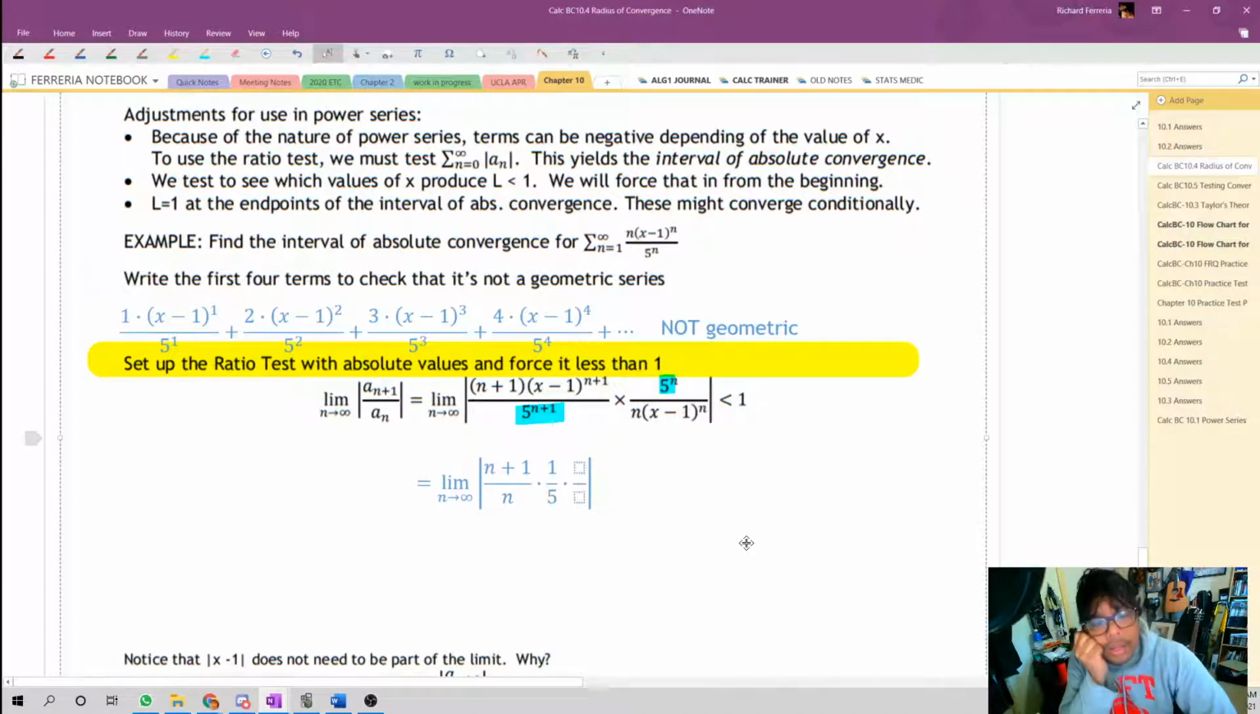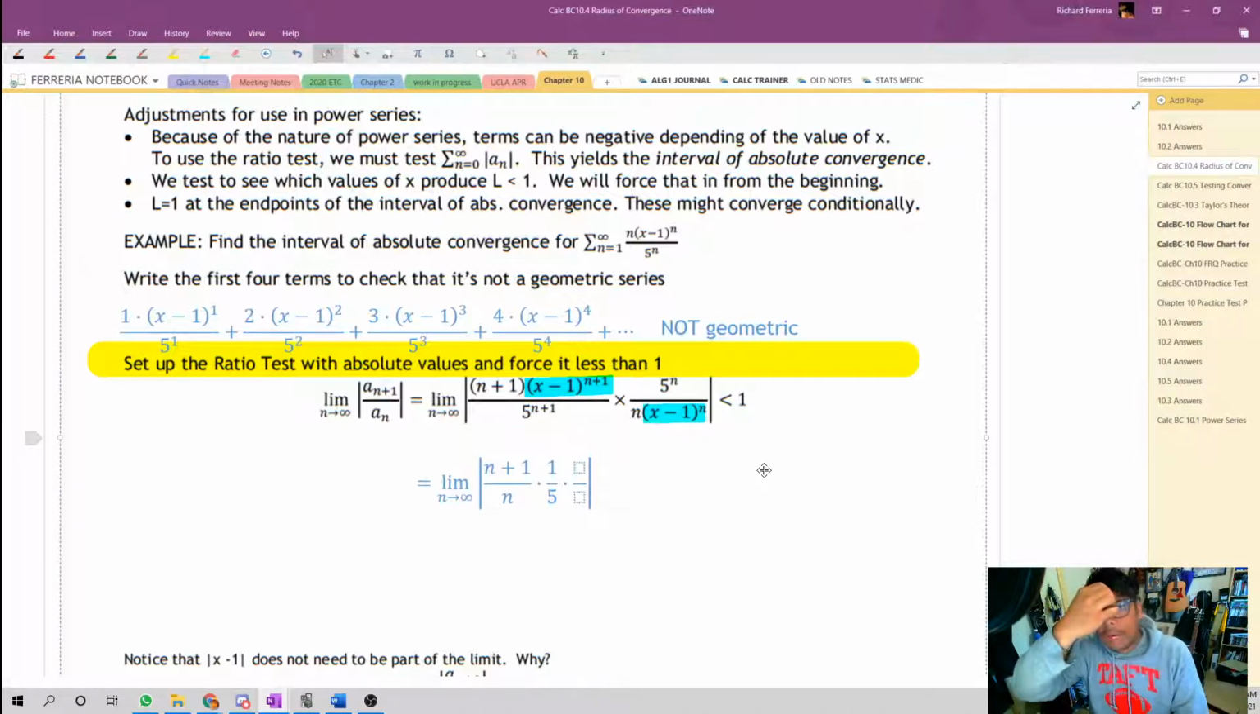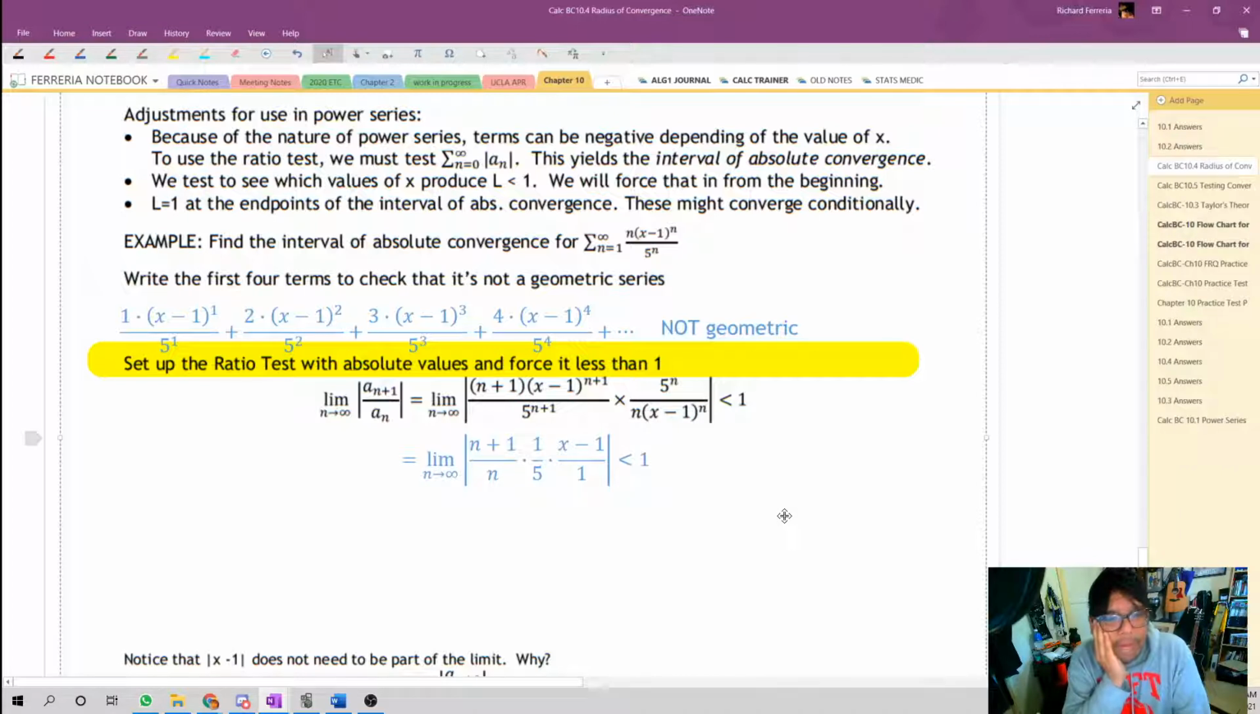And then the next thing that we have is (x minus 1) to the n plus 1 over (x minus 1) to the n. These are going to simplify pretty much exactly like the 5 to the n and 5 to the n plus 1. The (x minus 1) to the n plus 1 has an extra factor in it, so that's going to stay in the numerator, and the (x minus 1) to the n power in the denominator is going to cancel out completely. So let's see what we have here. We've got n plus 1 over n.